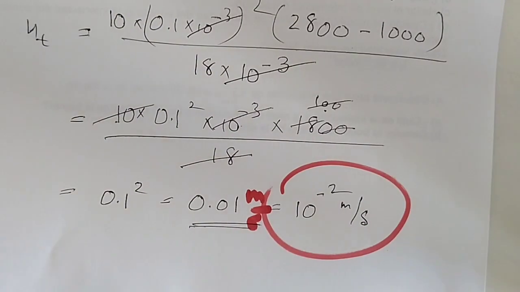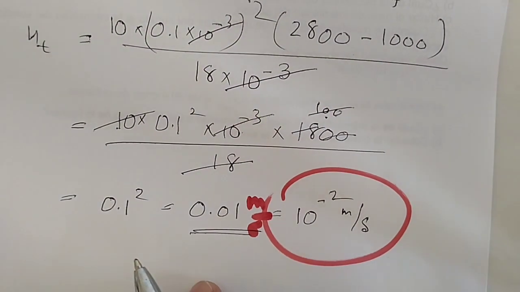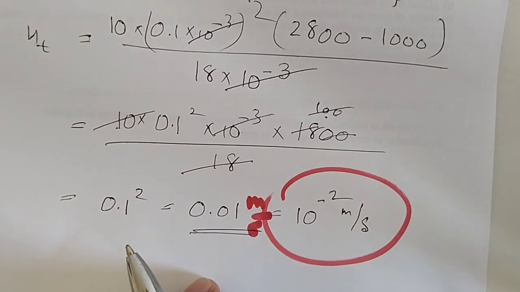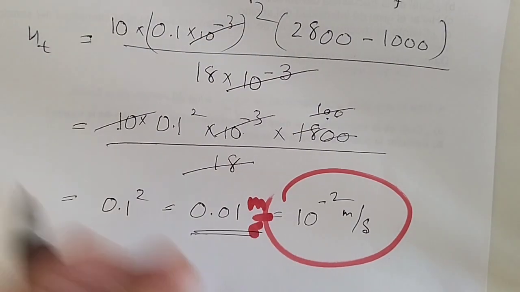Another important point: when you get such types of answers, you should get an idea whether you are correct or not. You can see 10 raised to minus 2 meter per second, which is obviously correct because it is settling through water.